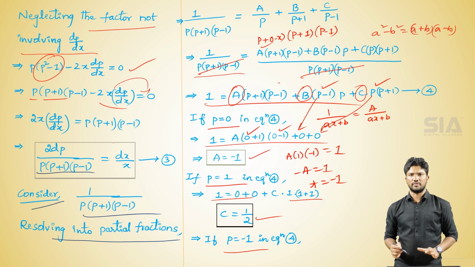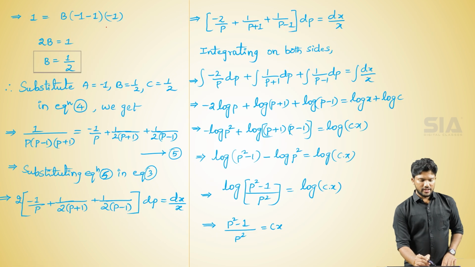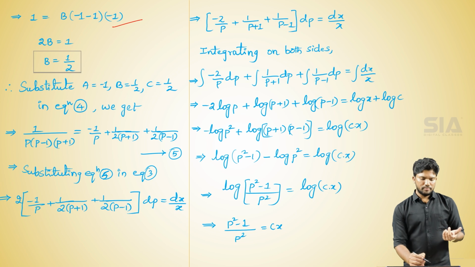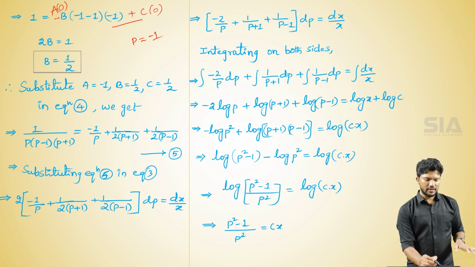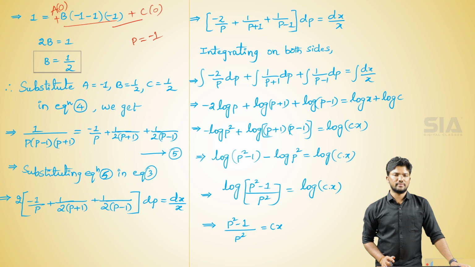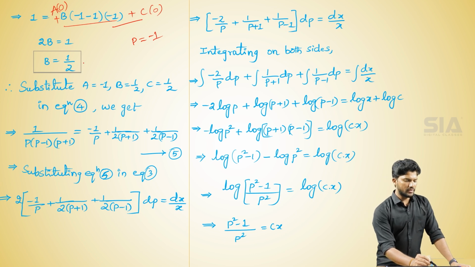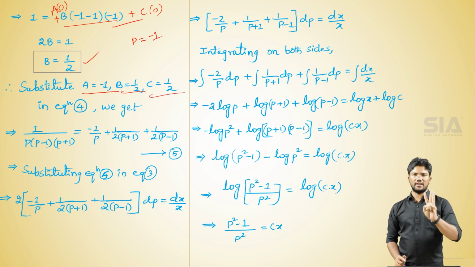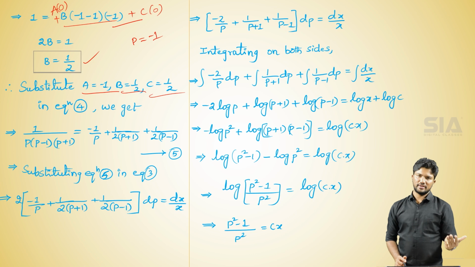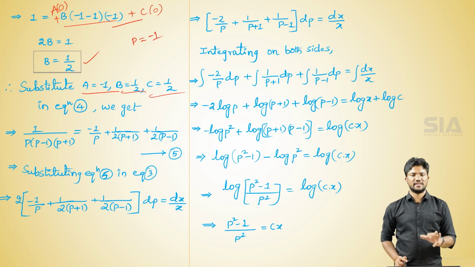So 1 is equal to, when you substitute p equal to minus 1, the A term becomes 0 and the last C term becomes 0. Then you only get the B term, so B into minus 1 into minus 1 minus 1. Therefore 2B is equal to 1, B is equal to 1 by 2. So we got A equal to minus 1, B equal to 1 by 2, C equal to 1 by 2. These three values we got by the trial and error method, by directly substituting p equal to 0, p equal to 1, p equal to minus 1 in equation number 4.